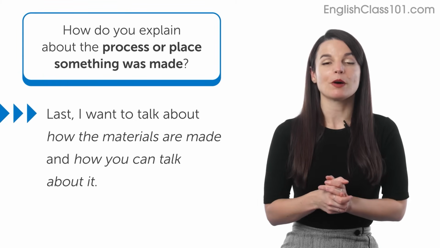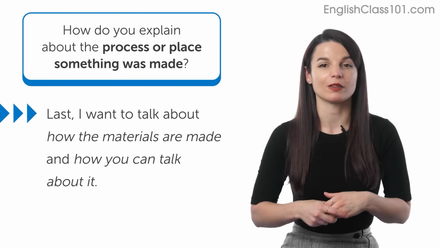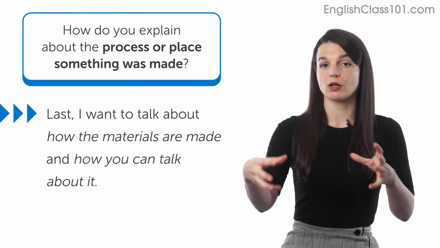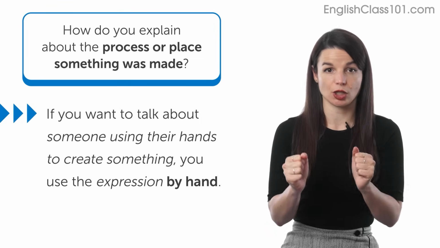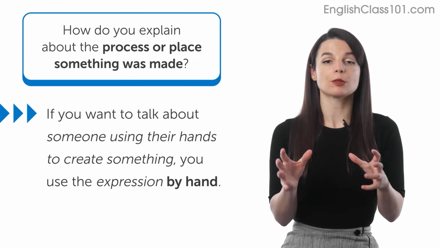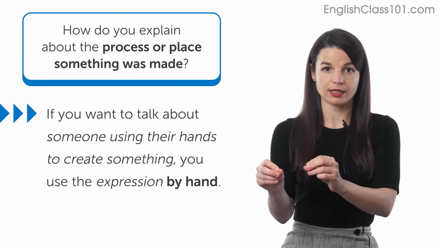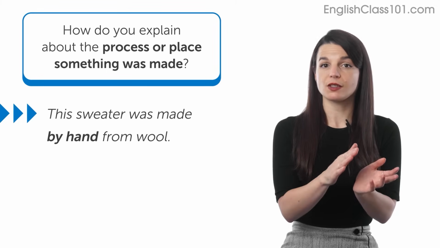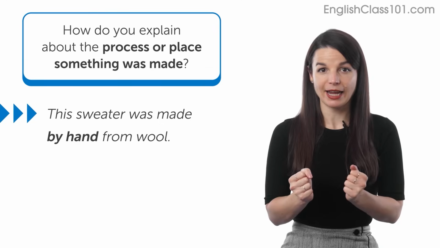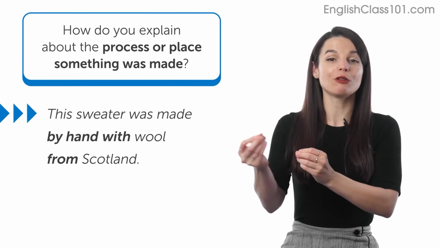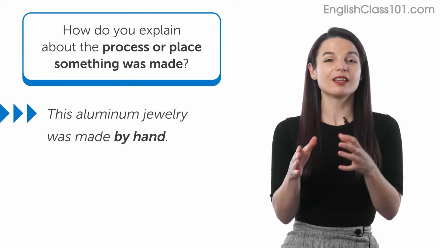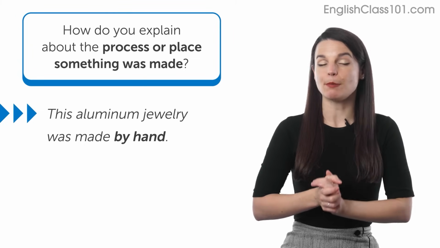The last thing that I want to talk about is one that's a little bit confusing, which talks about how the materials are made. If you want to talk about someone using their hands to create something, you use the expression by hand. So for example, this sweater was made by hand from wool, or this sweater was made by hand with wool from Scotland. Or this aluminum jewelry was made by hand.